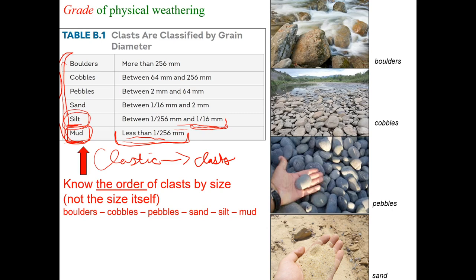Kind of a gross thing that a lot of geologists do, if they want to tell the difference between silt and mud, is they'll actually put a little bit in their mouth and chew it up to see if it feels gritty or not. I've done that a lot. Nobody likes it, but it is a useful tool.